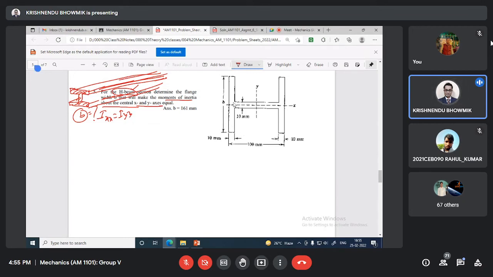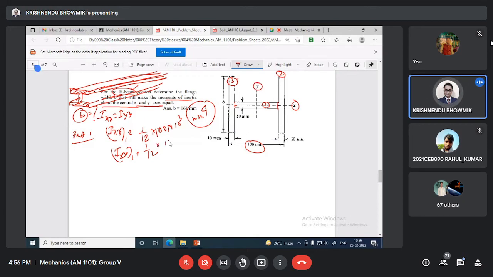Here also I want to divide this into three parts: part 1, part 2 and part 3. You can do it separately. For part 1, IXX1 is 1 by 12 base, sorry, base is 100, multiplied by height cube, 10 cube, millimeter power 4. Don't forget to write this millimeter power 4. IYY1 will be 1 by 12, this is the x axis, this is the y axis, base 10, height cube.